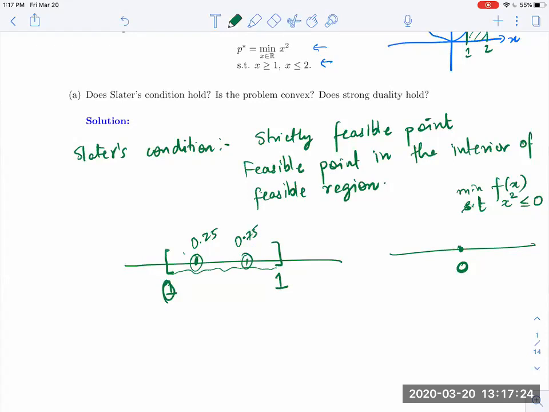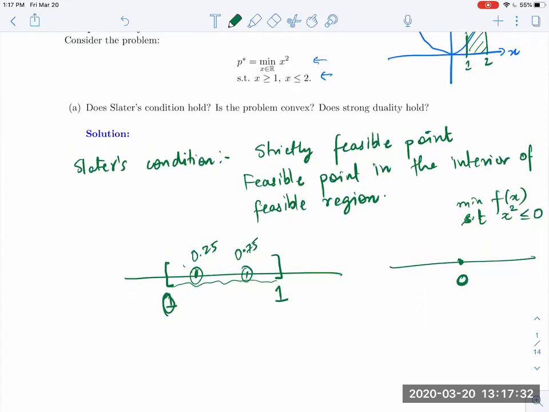But for Slater's condition, we only want to see feasible points, like what x lie within my constraint set. So we don't care about the optimal for Slater's condition, we care about feasible points. Okay, so just to clarify, when we're trying to figure out if Slater's condition holds, we only have to look at the set of points and we can ignore the objective function. Is that true? Yes, for Slater's condition, yes. So you just want to look at the constraints.